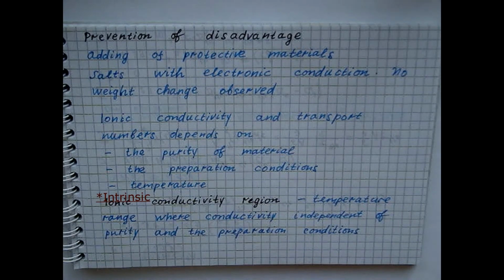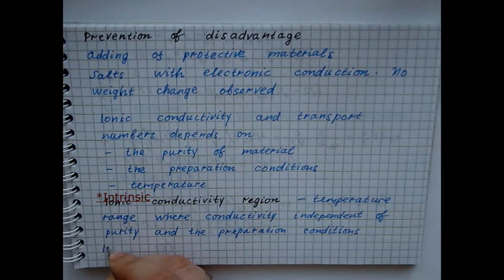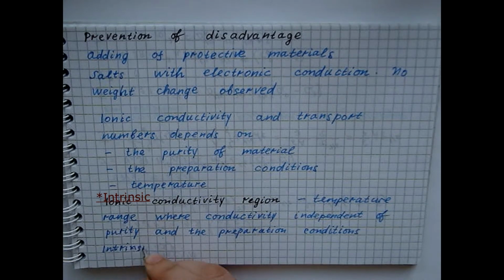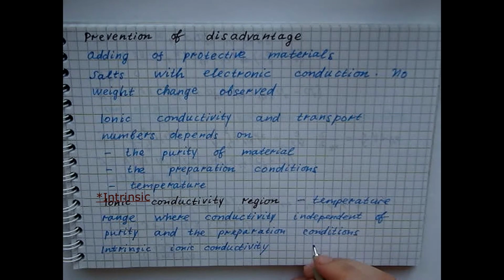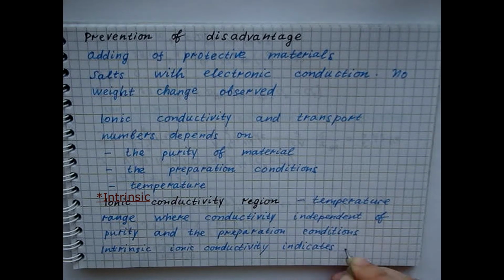The temperature range in which the transition from structure-sensitive to intrinsic conductivity takes place depends on the degree of purity of the electrolyte. The intrinsic ionic conductivity of solids indicates the presence of defects in their crystal structure.